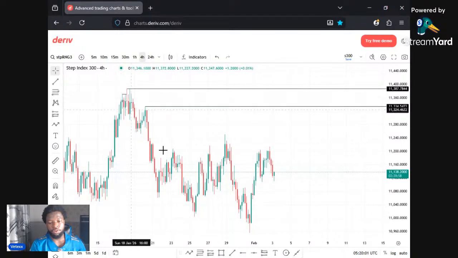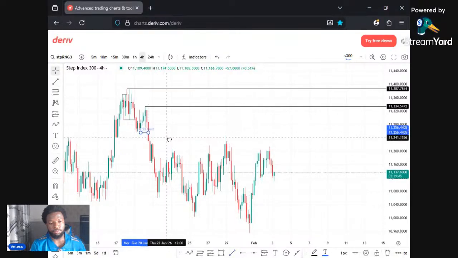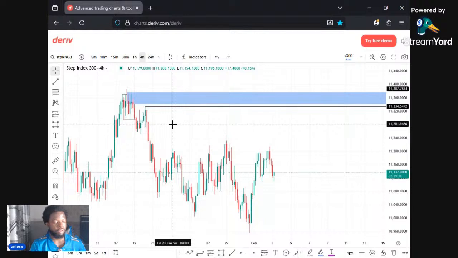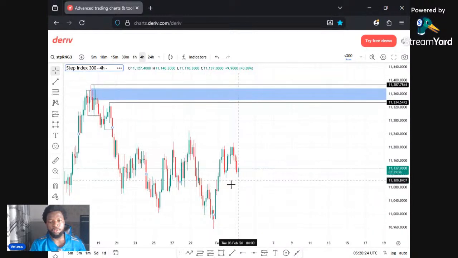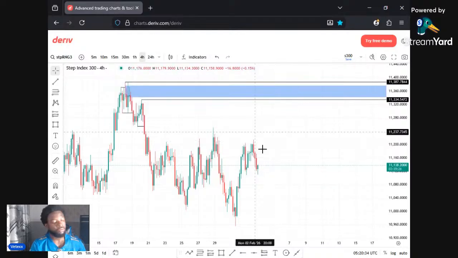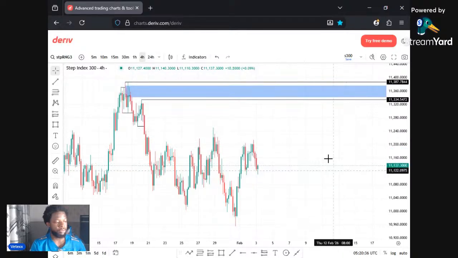We have a sweep of liquidity, and then we have break of structure. We have structural liquidity. We have our second break of structure, which is here, and this one becomes what? Point of interest. So we're anticipating price to tap into this point of interest and start giving us continuation on the 15 minutes, 10 minutes, etc. So this is what we have on Step 300.